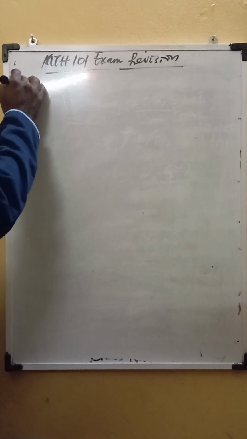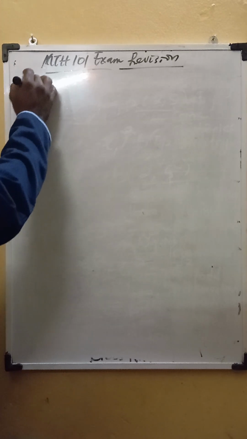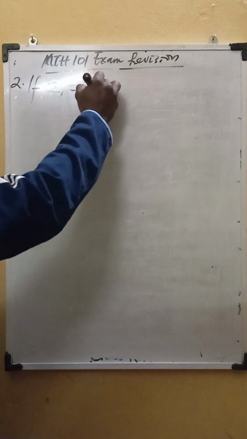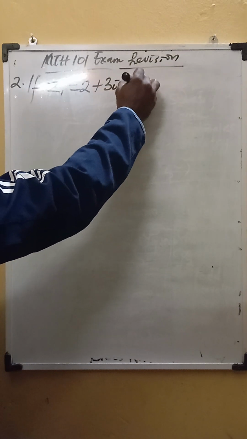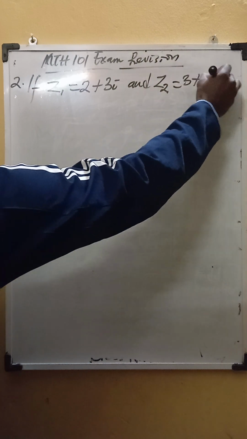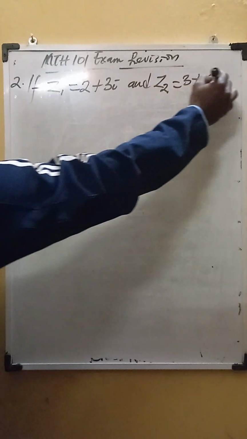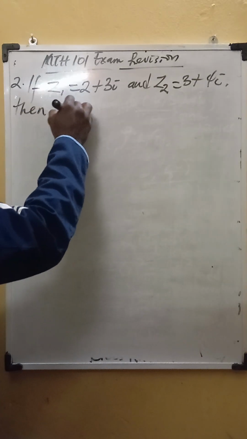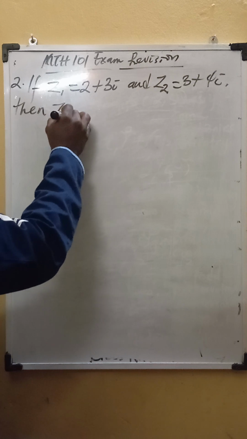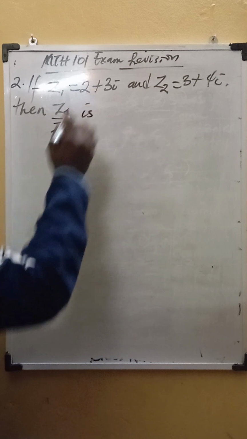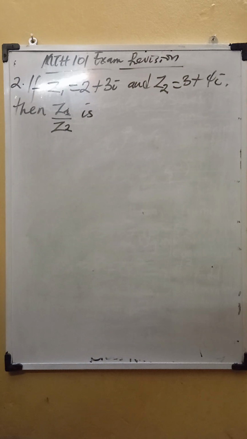All right, question number 2. We take the second one. If Z1 is equal to 2 plus 3i, and Z2 is equal to 3 plus 4i. The question says then Z1 divided by Z2 is what? So they're asking you a question now.